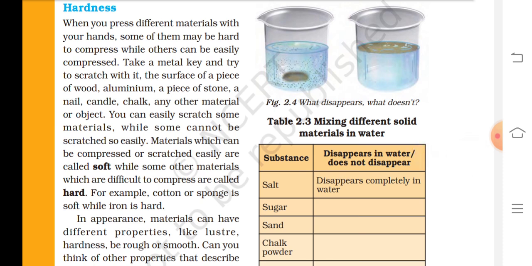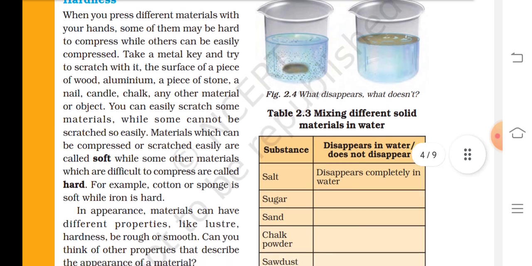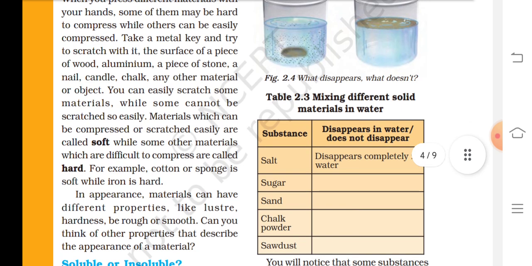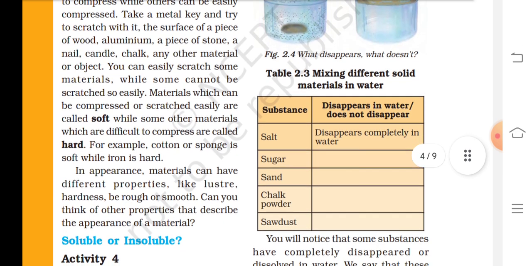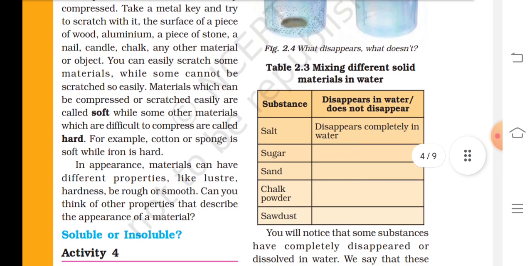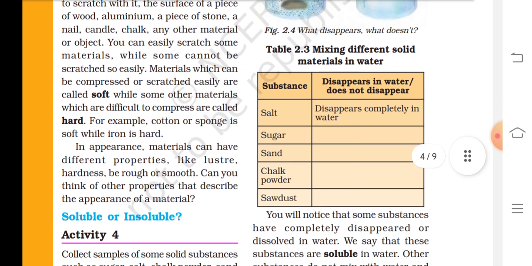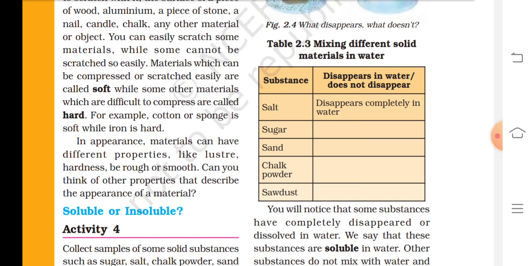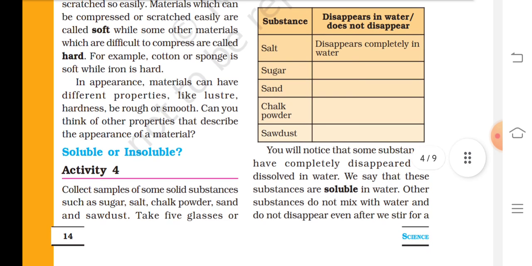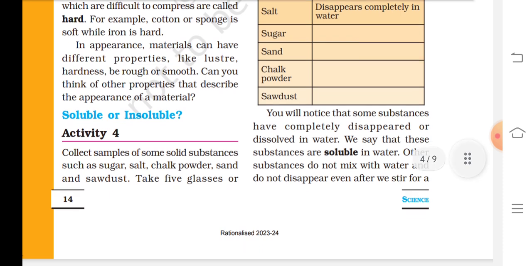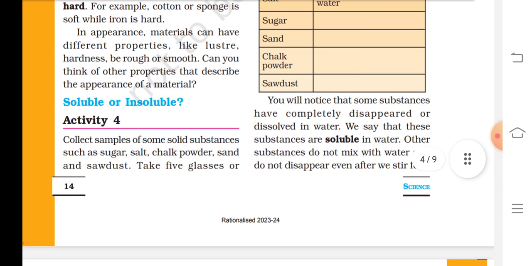Hardness. When you press different materials with your hand, some of them may be hard to compress while others can be easily compressed. Take a metal key and try to scratch with it the surface of pieces of wood, aluminum, stone, a nail, candle, chalk, or any other material or object. You can easily scratch some materials, while some cannot be scratched so easily. Materials which can be compressed or scratched easily are called soft, while other materials which are difficult to compress are called hard. For example, a cotton sponge is soft while iron is hard.